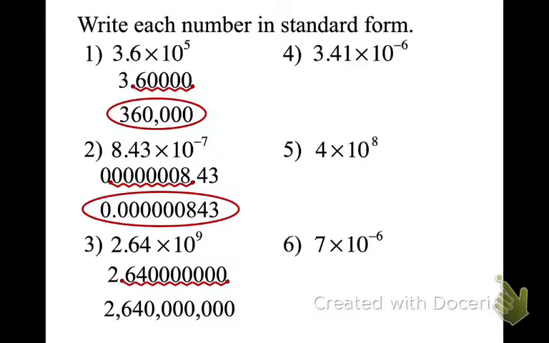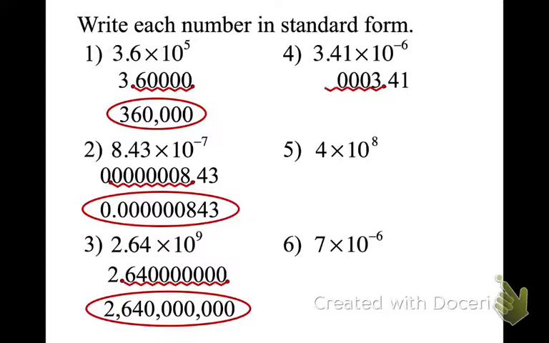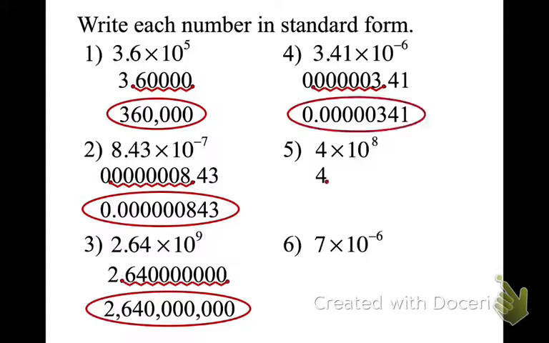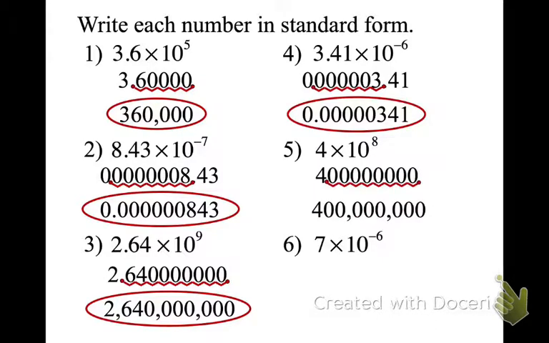Okay, let's start with number 4. I'm going to start with 3 and 41 hundredths. Because it's a negative exponent, I move to the left to keep it a decimal. And I'm going to move over 6 places. 1, 2, 3, 4, 5, 6. Add the decimal and the lead 0. I'm going to check our answers for the next 2.